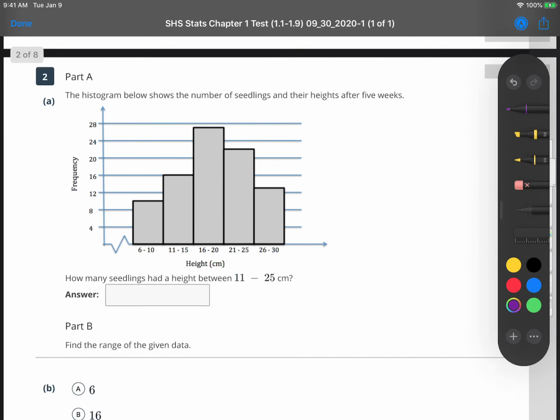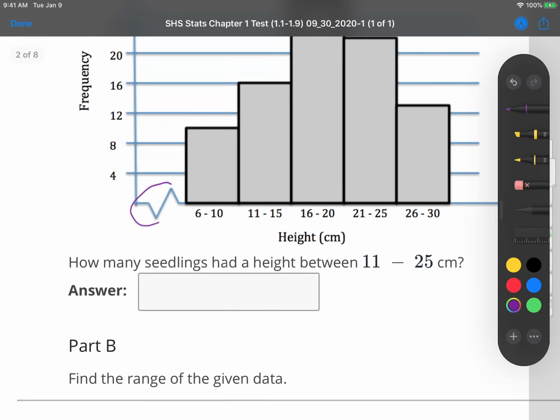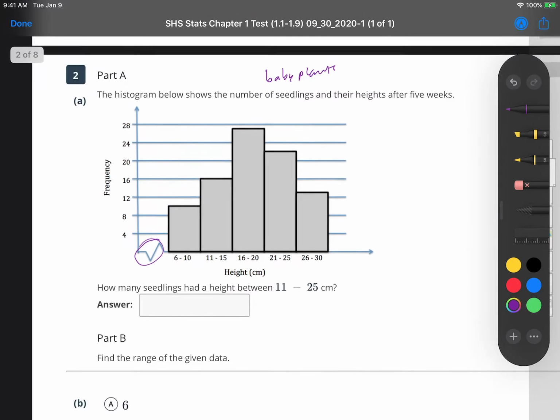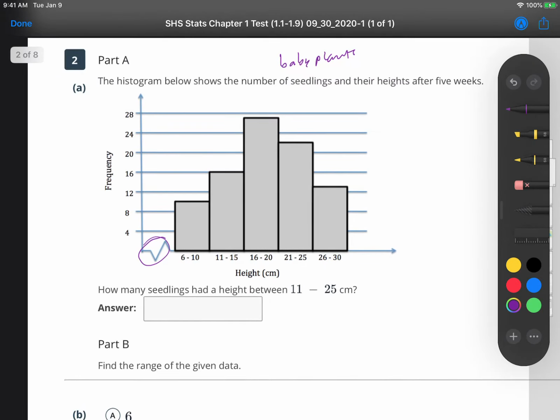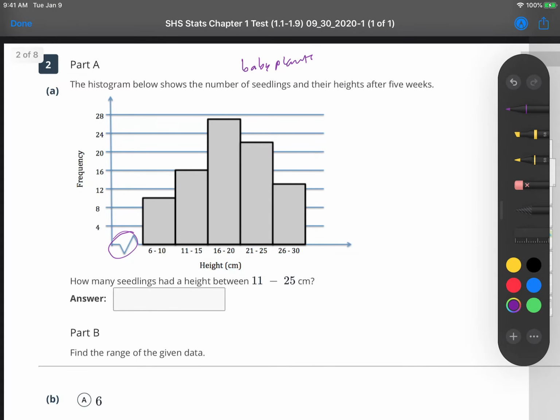2A. The histogram below shows the number of seedlings. So we said seedlings are just kind of like baby plants. And the heights after 5 weeks. When I see this squiggly, it just shows there's no data between 0 and 6. So how many seedlings have a height between 11 and 25? So this would be this way, 11 to 25.